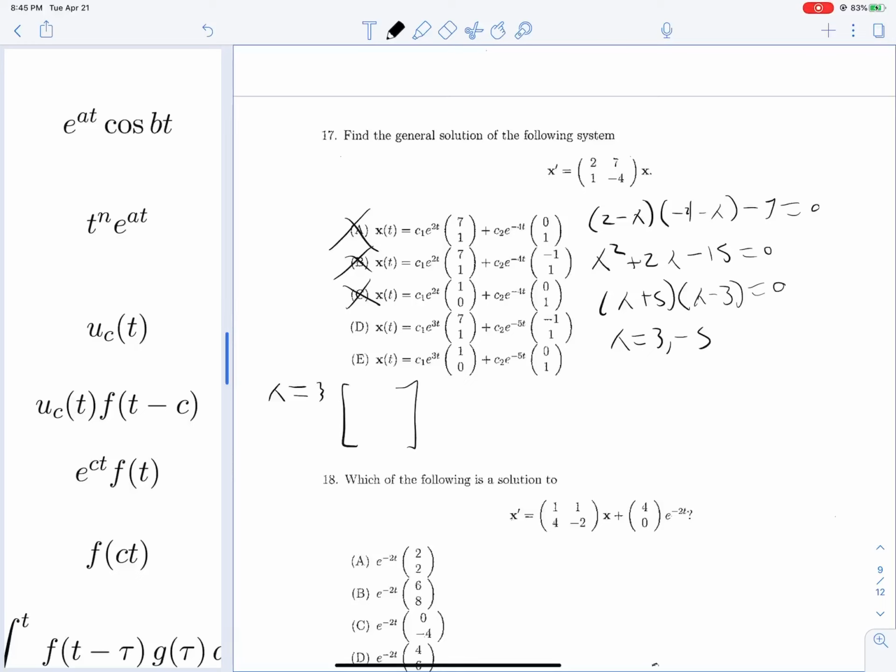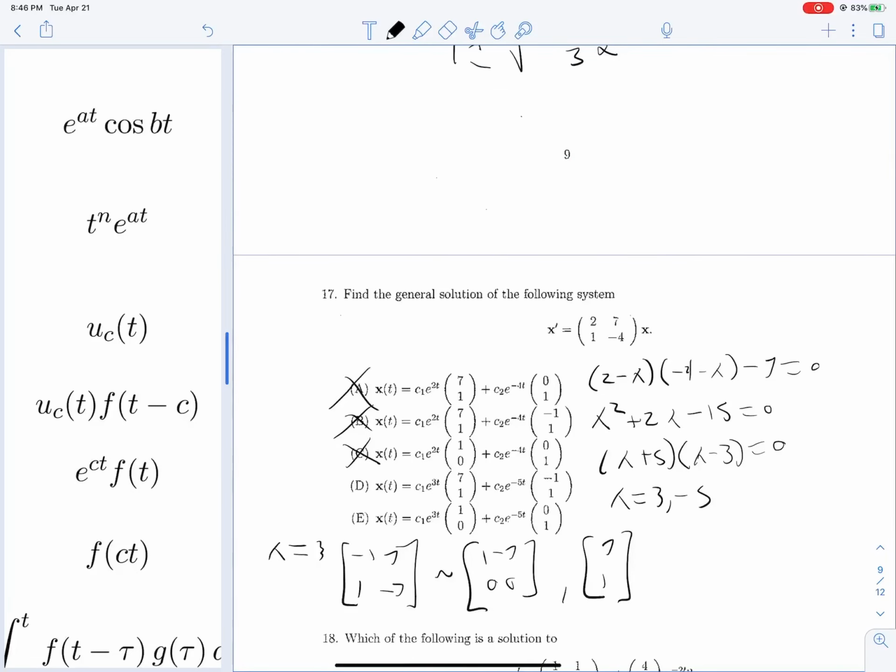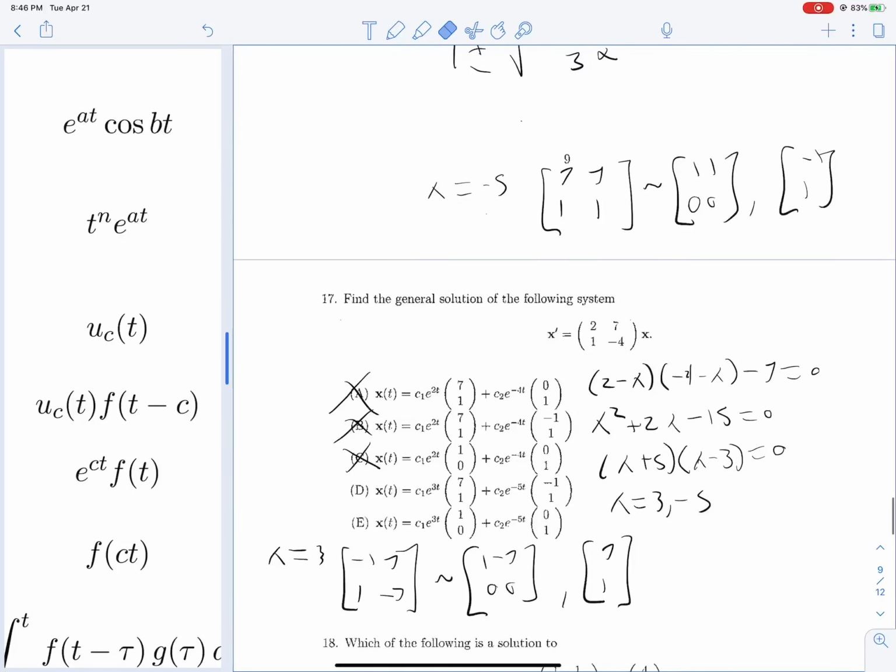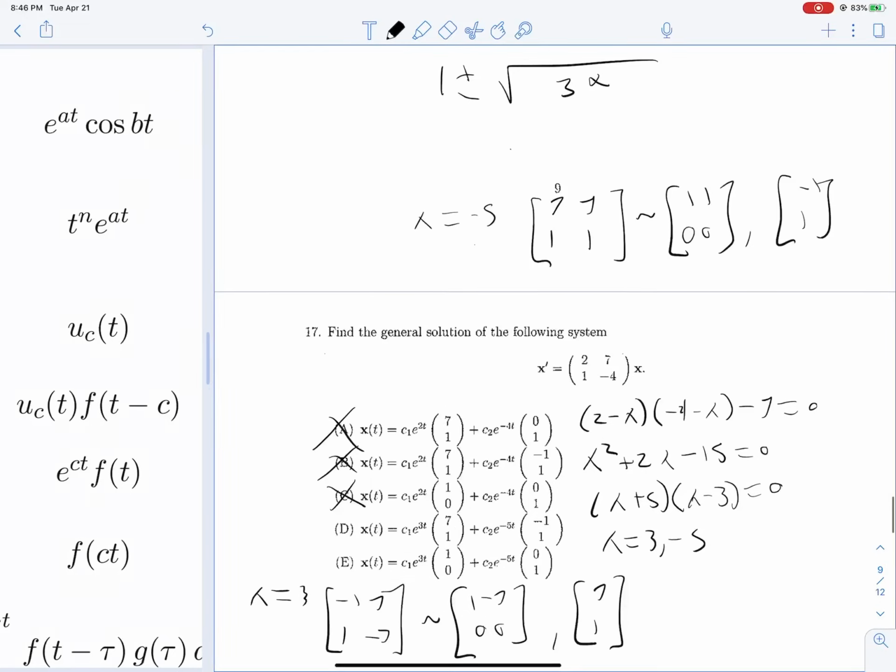A minus lambda I will be [[-1, 7], [1, -7]]. We can simplify this to [[1, -7], [0, 0]] and get an eigenvector of (7, 1) out of that. Now, for lambda 2 equal to negative 5, we will get [[7, 7], [1, 1]]. We can simplify this down to [[1, 1], [0, 0]] and find an eigenvector of (-1, 1). As a result, I'm running out of space. I'm writing too big. Oh, we don't need these anymore.